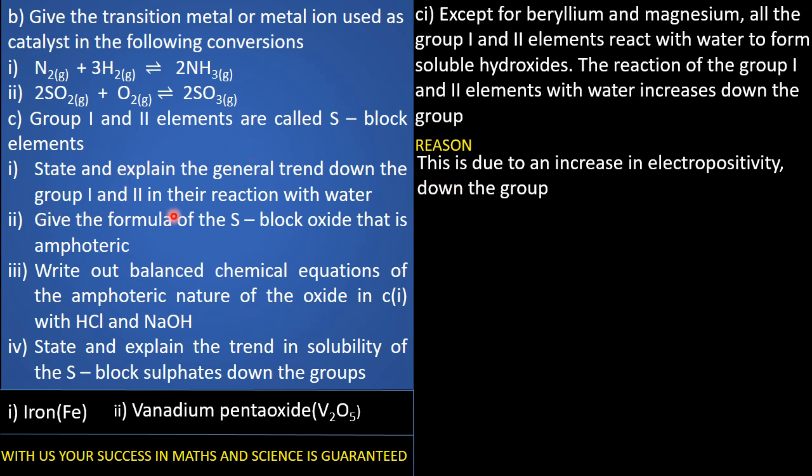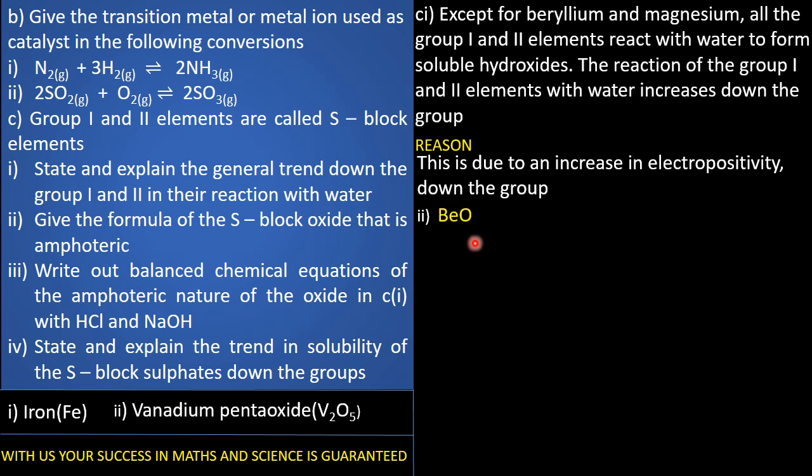Then guys, they want us to give the formula of the S block oxide that is amphoteric. Guys, this is a direct question. We know that beryllium oxide is the only oxide of the S block elements that is amphoteric. So we have it as beryllium oxide. And it's a group 2 element, so that's why we have BeO.